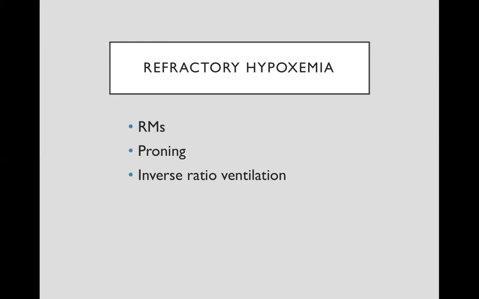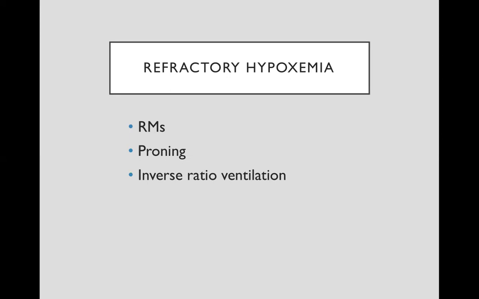The other thing that you can do to improve a refractory hypoxemia is to prone your patient. And the third thing is inverse ratio ventilation. Since I'm going to be talking about proning a little more, I'll touch upon inverse ratio ventilation right now. As the term states, inverse ratio ventilation is a situation where you change the ratio of ventilation from short inspiration and long expiration to a long inspiration and a short or an equal expiration.